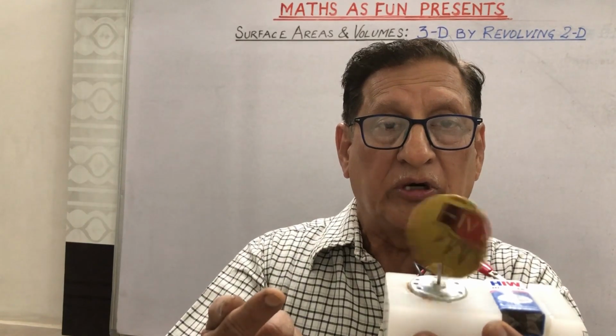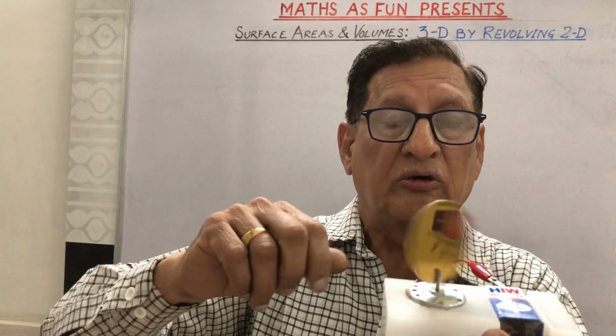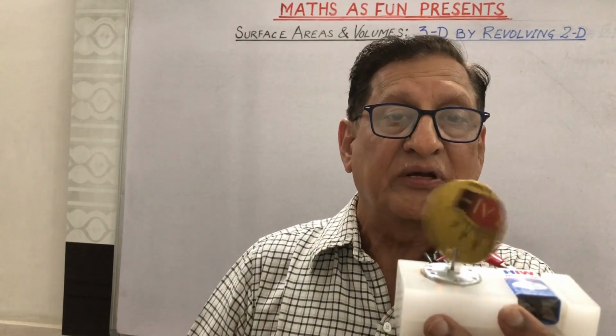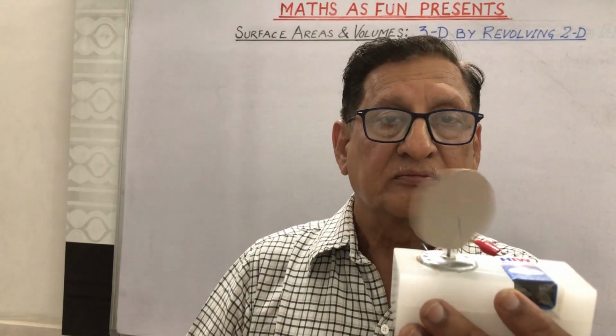Even if you take a coin and revolve it on the ground in a vertically standing position, you will find a spherical figure is formed.